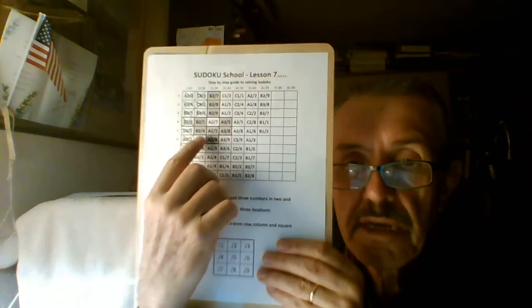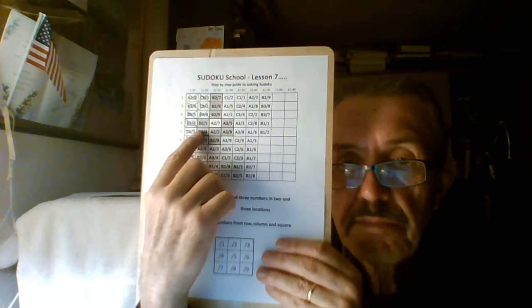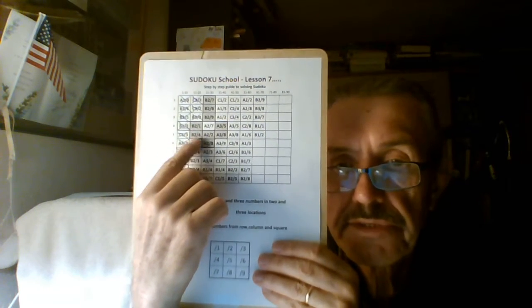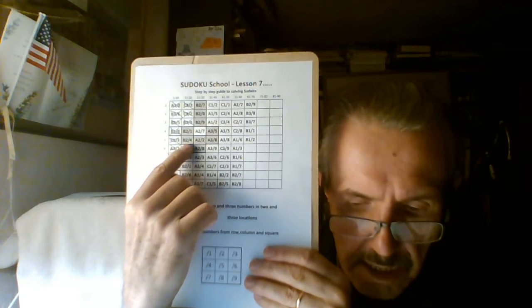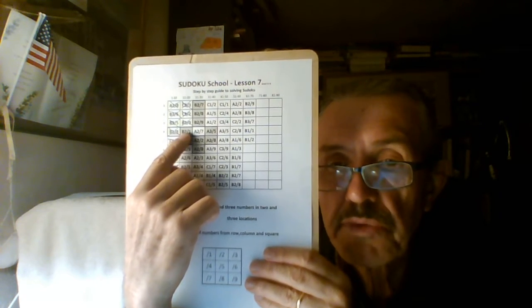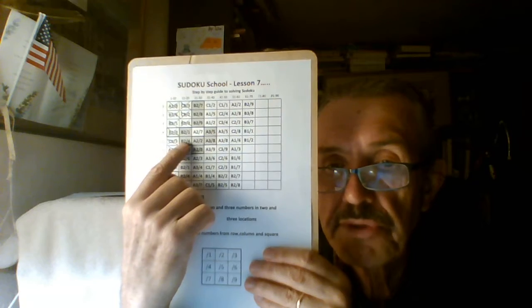Next step will be 2 numbers in 2 locations in square B2. As you see, this is square B2 location 1 and square B2 location 4.